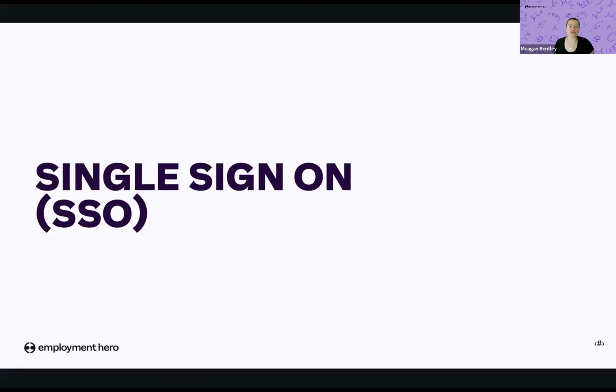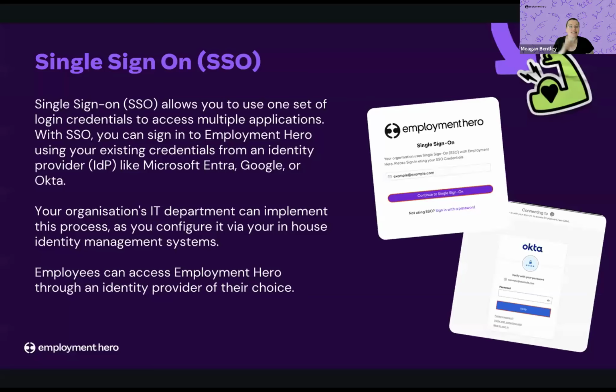Moving on to single sign-on. So single sign-on or SSO is just going to allow you to use one set of login credentials to access all of your different applications that your business uses. So with single sign-on, you're going to be able to sign into Employment Hero using your existing credentials from your in-house identity provider, which is often Microsoft Entra, Google, or Okta.